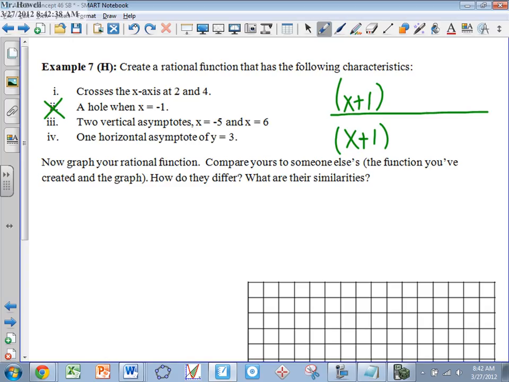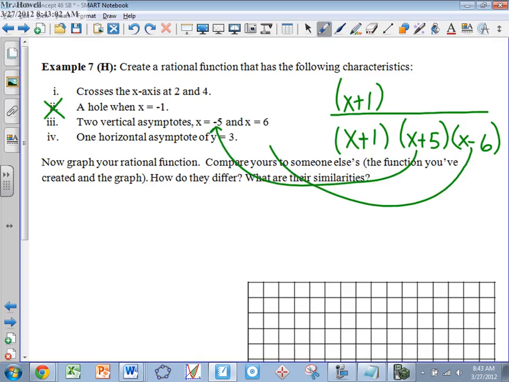What else? Somebody give me another criteria. Victoria. There has to be something in the bottom with x can equal negative 5. Very good. So what are the factors in the bottom then, Victoria? X plus 5. And? Very good. Again, take a look. When you have a vertical asymptote, x plus 5 would cause a vertical asymptote where? Here, at negative 5. X minus 6 would cause this vertical asymptote. So that tells me two more.